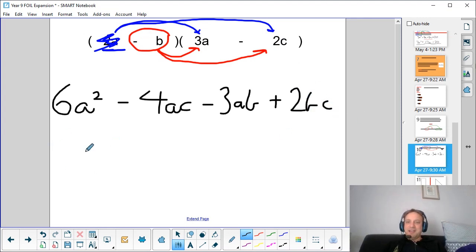And we look at our answer, it's got a squareds, it's got ACs, ABs, and BCs. None of those things are like terms, I have the same letter. So we're done. All right, so the key today is make sure you're doing everything in the right order, right?